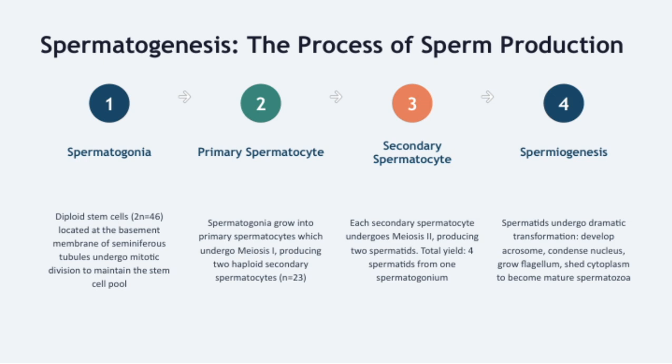They develop an acrosome, which is crucial for fertilization, condense their nucleus to streamline their head, grow a flagellum for motility, and shed excess cytoplasm. Through this process, they become mature spermatozoa ready to fertilize an egg. This entire sequence, from spermatogonia to mature sperm, is essential for male fertility and showcases the complex, highly organized nature of sperm production.